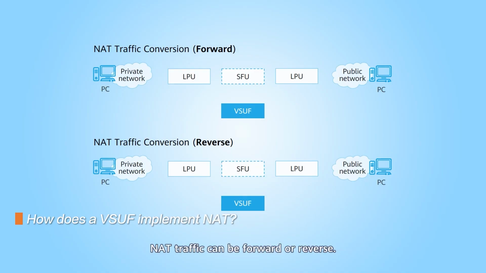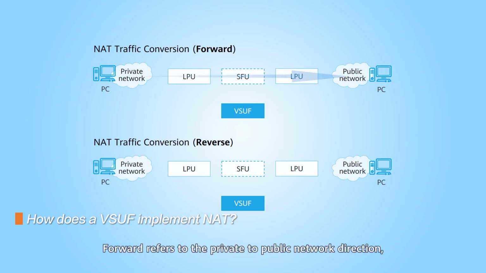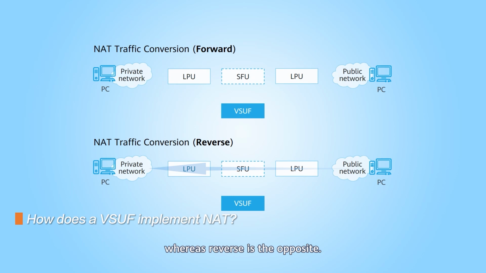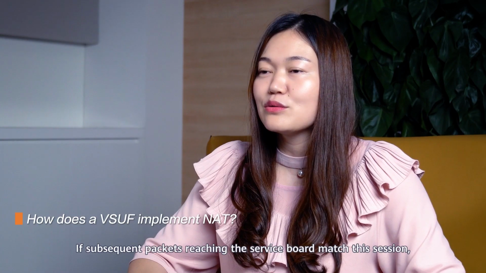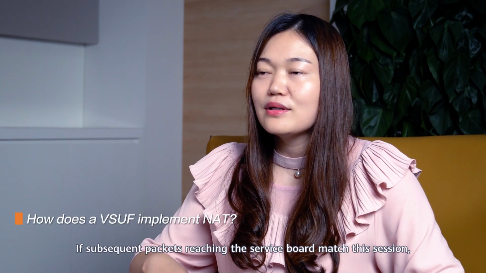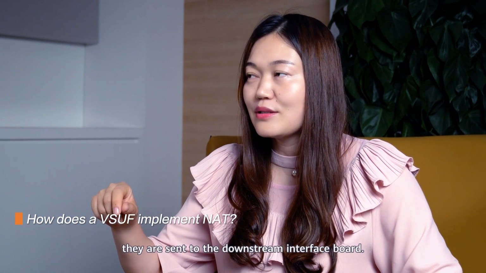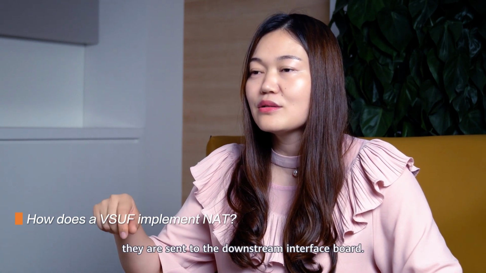NAT traffic can be forward or reverse. Forward refers to the private to public network direction, whereas reverse is the opposite. Forward traffic is diverted to a CGN service board after matching an ACL (Access Control List)-based multi-field traffic classification policy on an interface board. Once the service board performs NAT, it creates a NAT session. If subsequent packets reaching the service board match this session, they are sent to the downstream interface board.